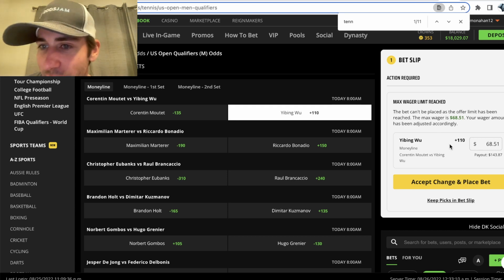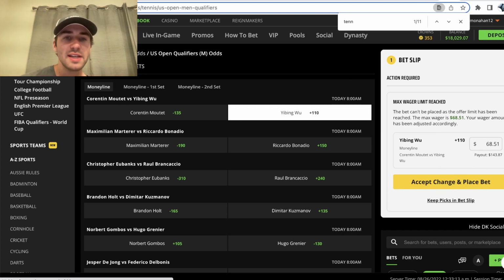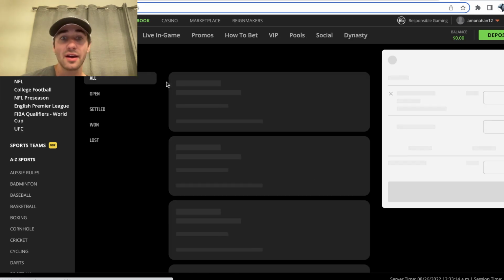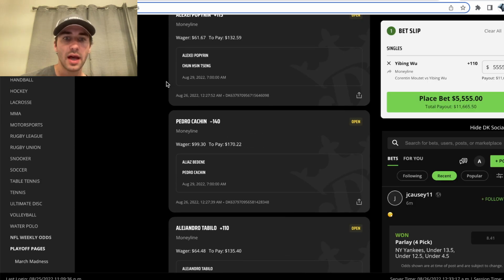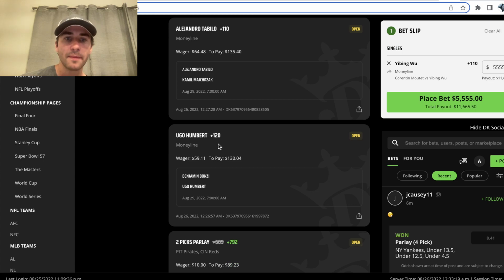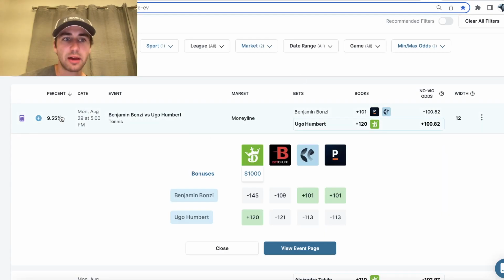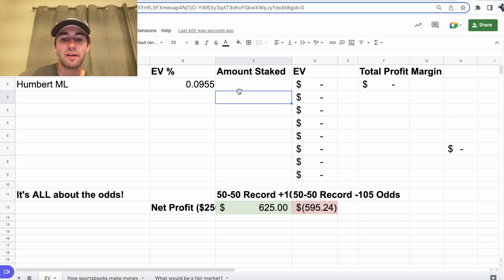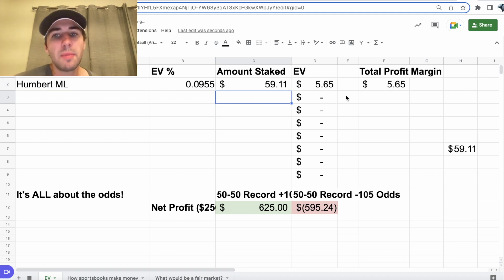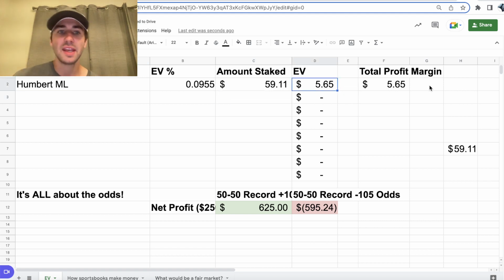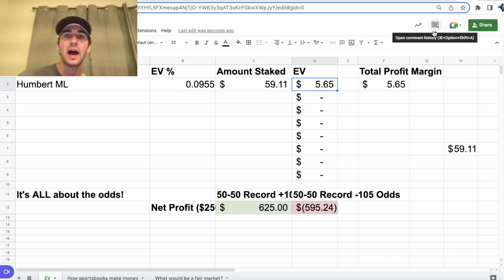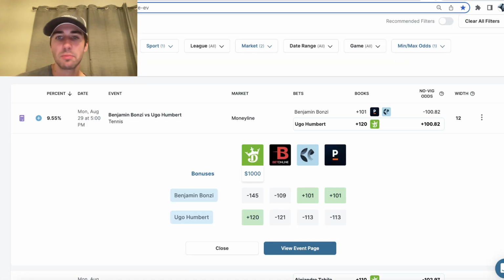And what you'll notice about DraftKings is, unfortunately, they only give me like $68 on my tennis plays. But regardless, they screwed up big on a lot of these plays, so I was able to lock in a lot of good bets. So we can see right here, Ugo Umbart, plus 120. I hit it for 59.11, which was the max that DraftKings allowed me to wager with a 9.55% profit margin. So my bet has 565 in EV, in profit margin. This bet is essentially worth a happy meal. I would not give you my bet for $5 in cash. This bet is ridiculously profitable.